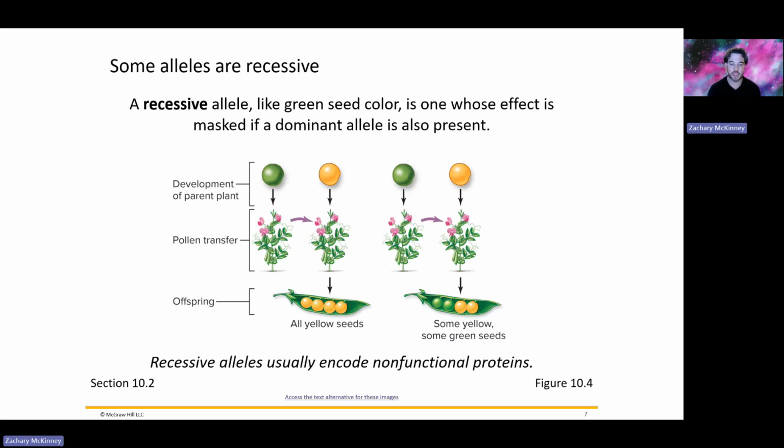Green is the recessive. The recessive allele is one that is not going to be expressed. You're not going to see it. And so for pea plants, it's actually a non-functioning protein. The enzyme that this recessive allele codes for is just a non-functional protein. And so you get this green color instead because the enzyme doesn't work. So recessive alleles usually are going to be encoding for non-functional proteins.